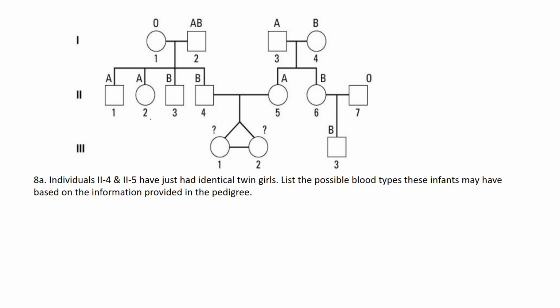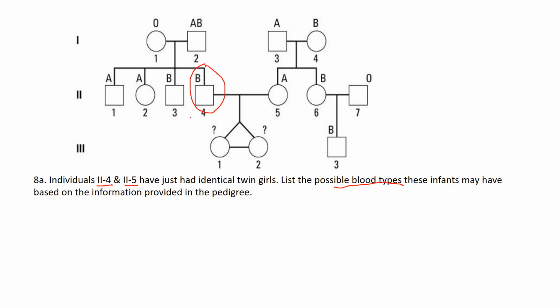Okay, question 8. It says individuals 2-4 and 2-5 just had identical twin girls. This is obviously ABO blood typing. List the possible blood types that the infants could have based on the information in the pedigree. So let's go track these guys down. 2-4, that's this individual right here.